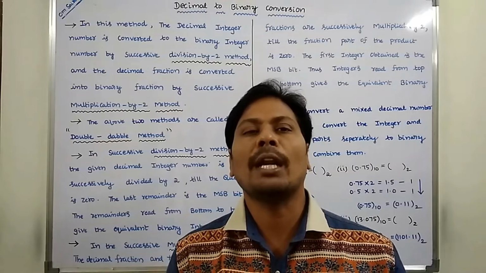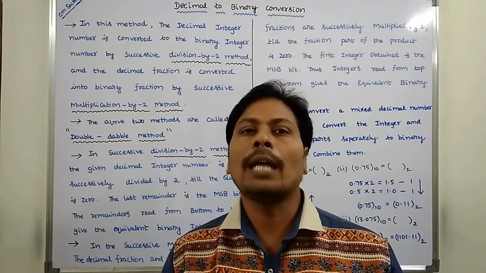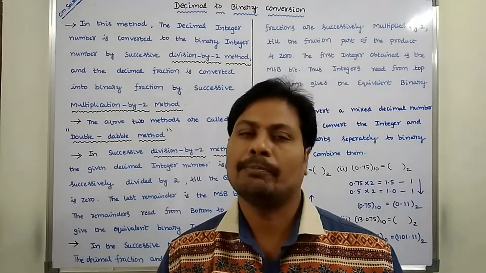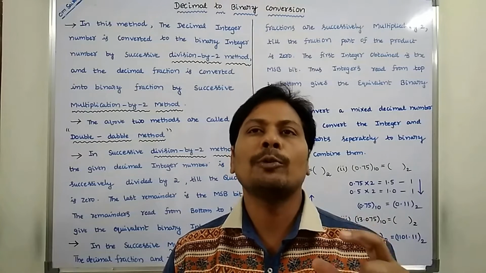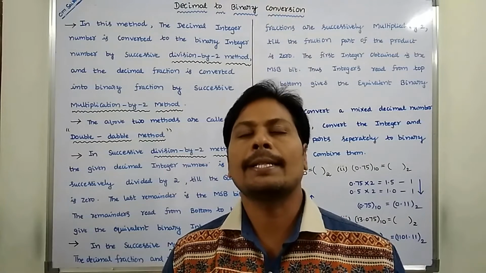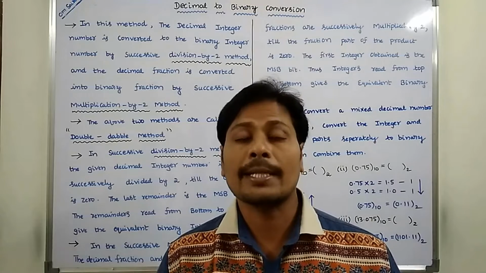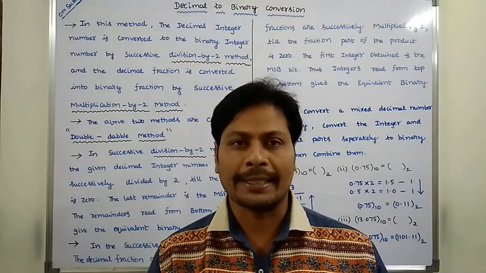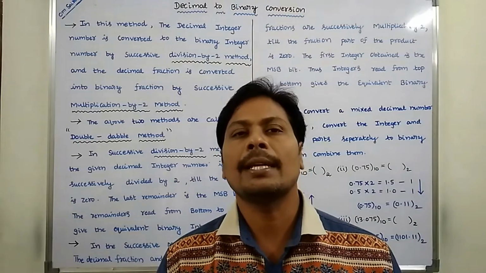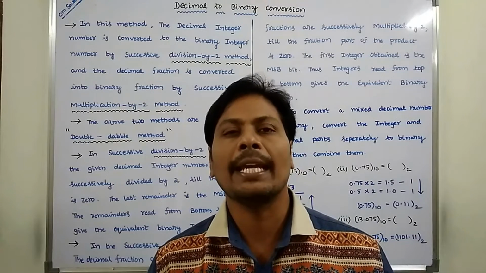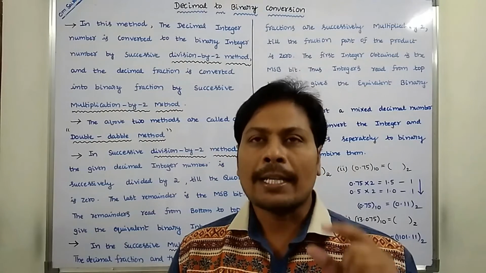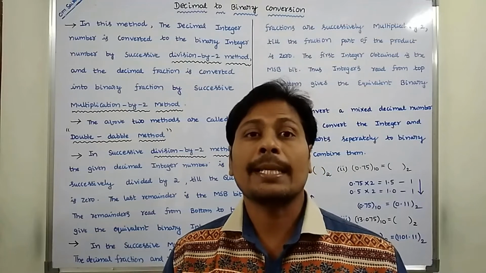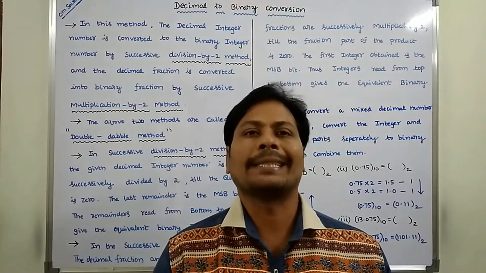To convert the given decimal number into the equivalent binary number, we have to use one method called the double-double method. In the double-double method, we have to use two methods. One is the successive division by 2 method. The second one is the successive multiplication by 2 method.